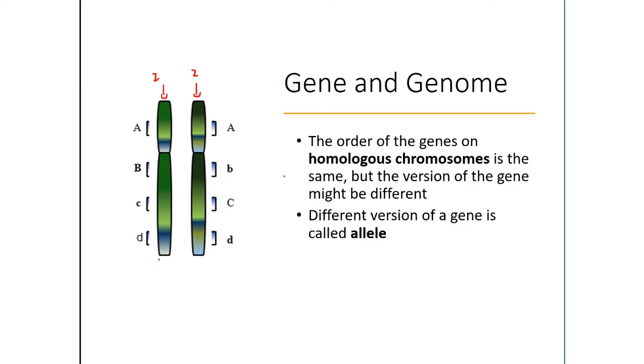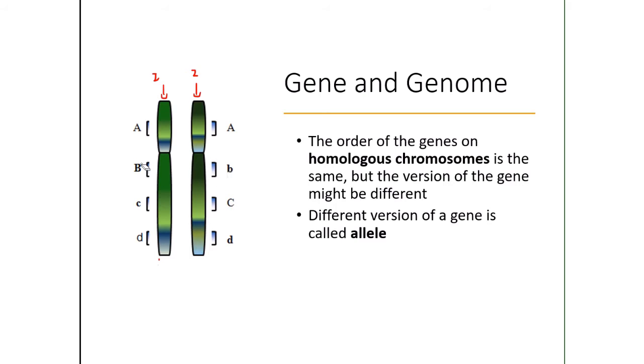Because the homologous chromosomes are going to be the same size, same length, and they're going to have genes in the same order. So if this is gene A, B, C, D, the other one is going to be in the exact same order. However, the version of the gene might be different.